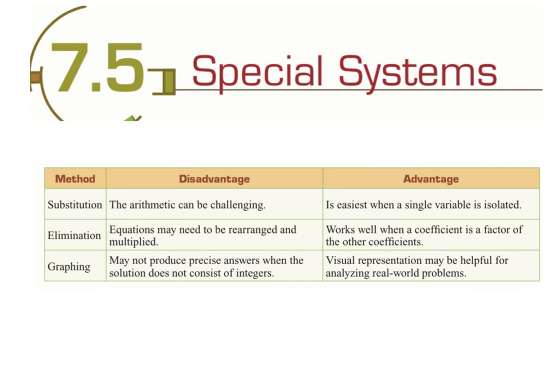Elimination. Sometimes you have to rearrange it. This works best when you have coefficients on all of your variables. Because when you have coefficients on all of your variables, substitution is going to be a pain. You're typically going to have to work with fractions the whole time until the very end.